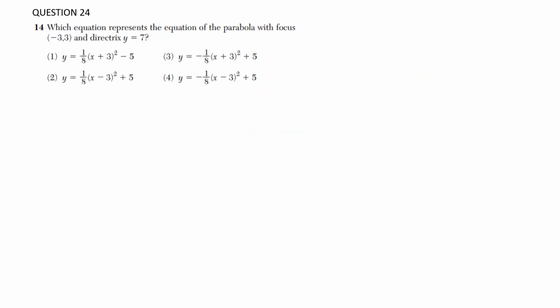This question asks, which equation represents the equation of a parabola with focus negative 3, 3 and directrix y equals 7? So let's quickly draw it out to visualize what we have here. So we have a focus at negative 3, 3. And then we have a directrix at y equals 7.